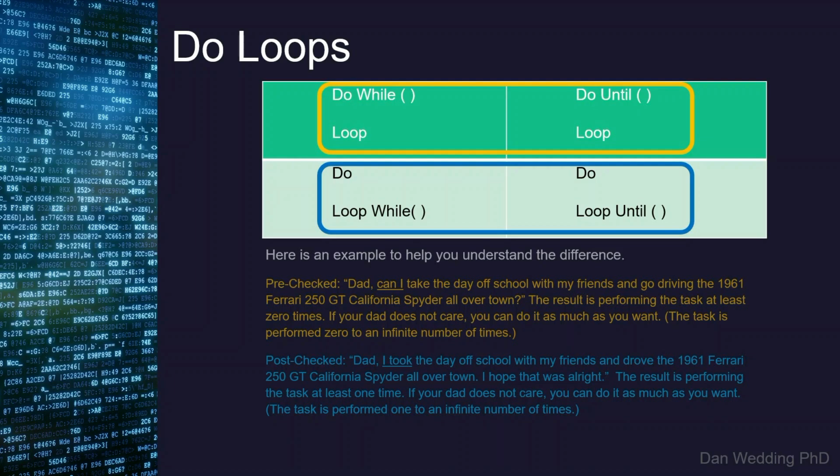Post-checked. Dad, I took the day off school with my friends and drove the 1961 Ferrari 250 GT California Spider all over town. I hope that was all right. The result is performing the task at least one time. If your dad does not care, you can do it as much as you want. The task is performed 1 to an infinite number of times.